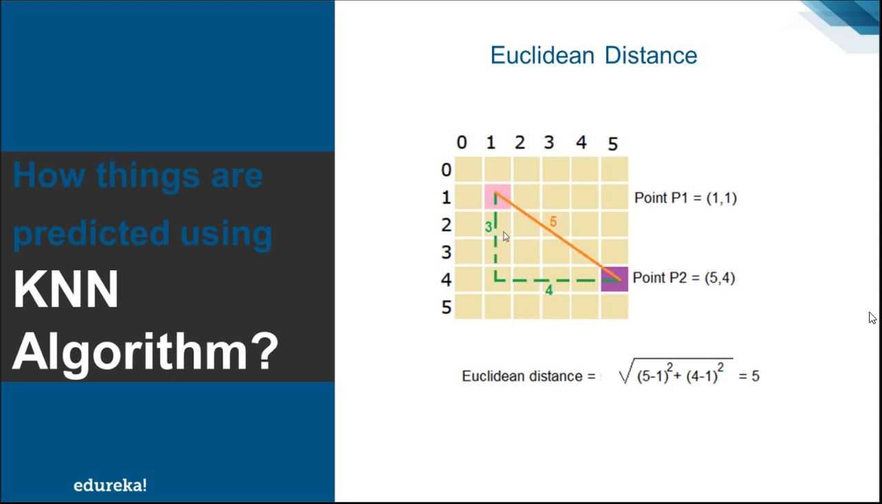So how do you calculate the Euclidean distance? This point is 1 1, this particular point is 5 4, and the Euclidean distance formula is pretty straightforward, using the Pythagoras theorem itself: x1 minus x2 whole square plus y2 minus y1 whole square, under root of that. This way you calculate the distance, and here you are getting 5 as the distance. Similarly, you can choose the Manhattan distance. Manhattan distance is a little different.